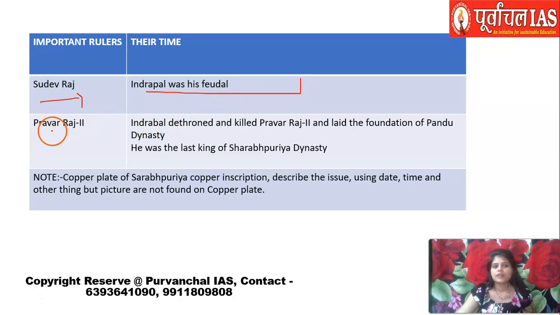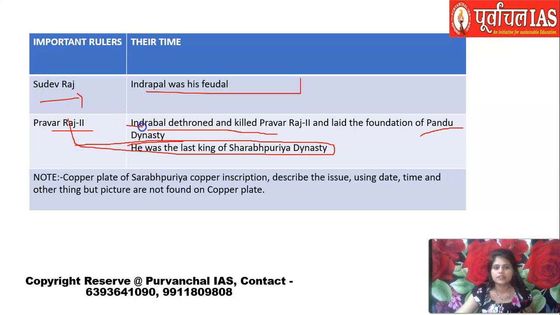See here, when Pravar Raja II came to the throne, this Indrapal dethroned the Raja, killed him and laid the foundation of another dynasty named Pandu dynasty. So this Pravaraj II was the last king of Sharapuriya dynasty, and then he was killed and dethroned by a feudal Indrabal, who was the feudal of Sudevraj, the earlier ruler. And this Indrabal established what? He established the Pandu dynasty, or basically known as the Som dynasty. We have seen in the first slide where I told you the segregations.